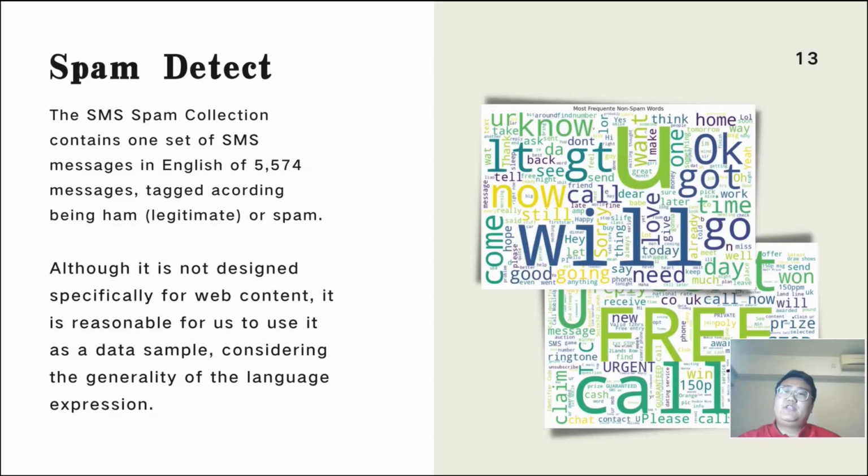Our dataset is the classic SMS messages dataset, containing about 5,000 English messages, which are divided into two categories labeled spam and ham. The biggest advantage for us to use this dataset is that it's easy to access and categorize clearly enough. It's reasonable for us to use this as a data sample, considering the generality of the language expression.